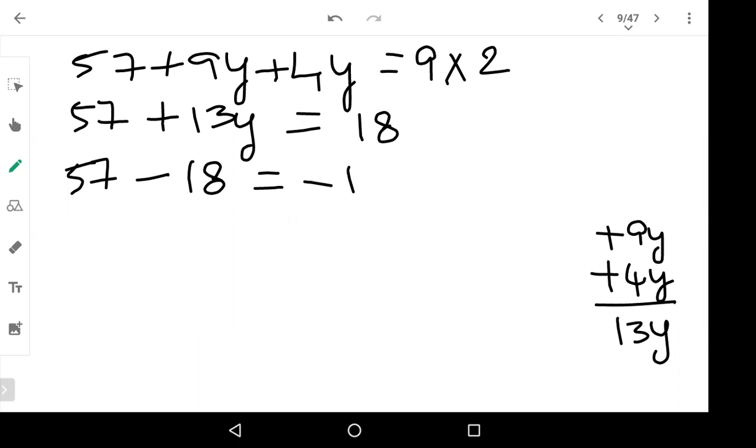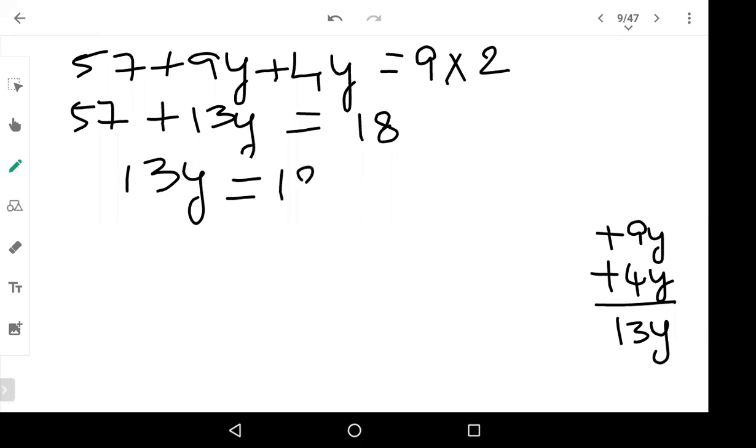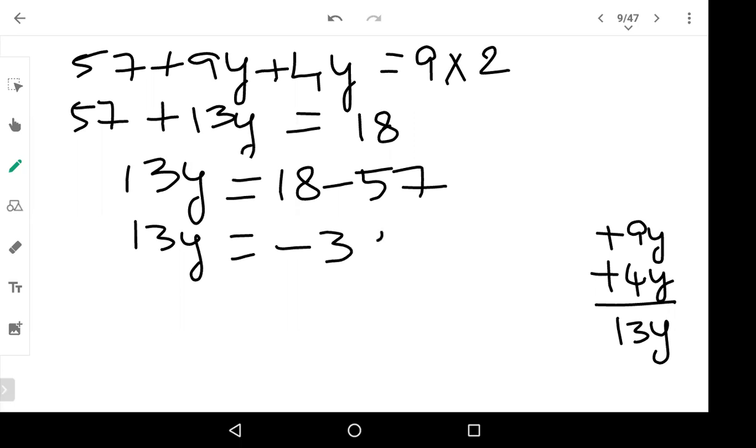okay, minus 13y. You can do like this, or one more way of doing this is just take 57 to the other side. 13y is equal to 18 minus 57. This also will do. So 13y is equal to, what is 18 minus 57? How much do you get? Calculate 18 minus 57 and send me the answer. Minus 39. Okay. Is that correct? Minus 39? Okay. So I have minus 39.